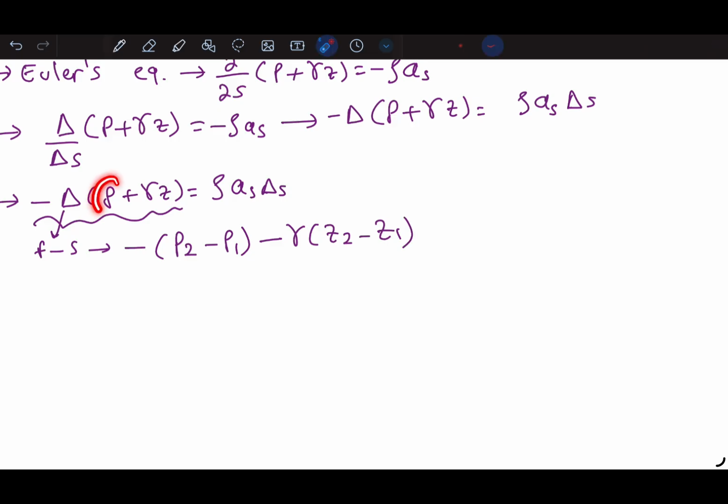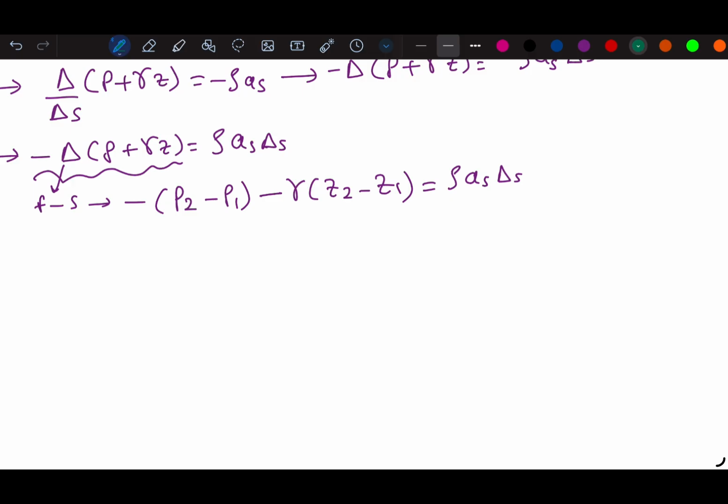So here we just took the delta, we took just the change of P2 minus P1, and since this is a constant, we can use it outside of the parentheses, and then we get Z2 minus Z1, and this is equal to density times acceleration times delta S, which is change in distance.